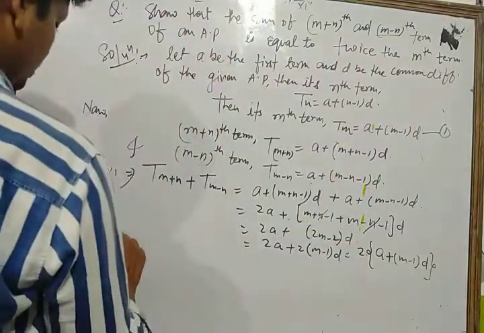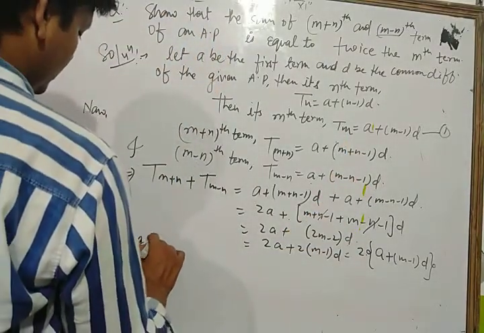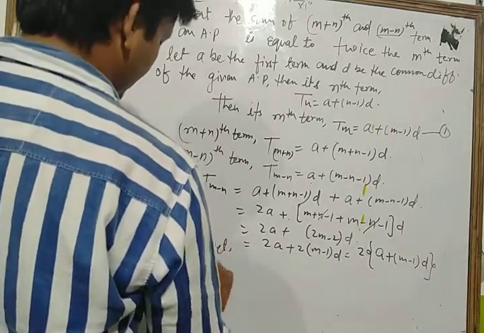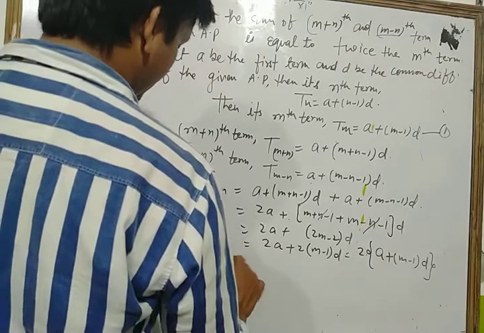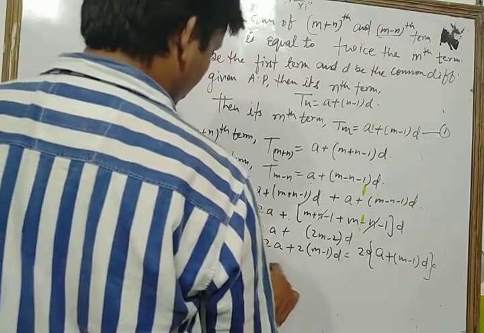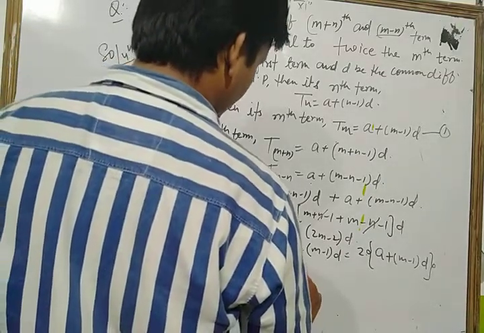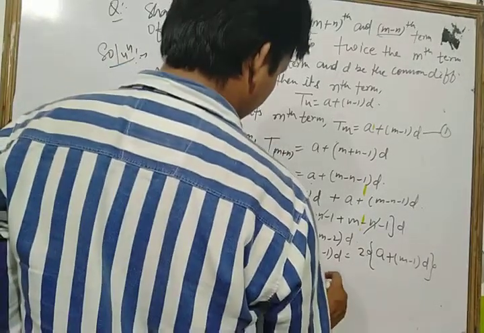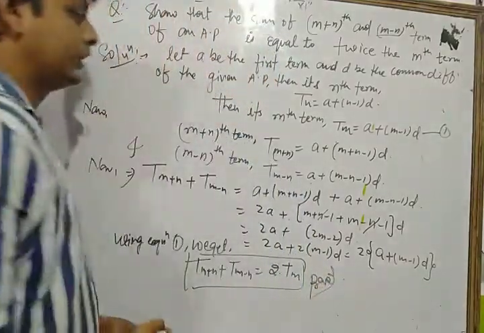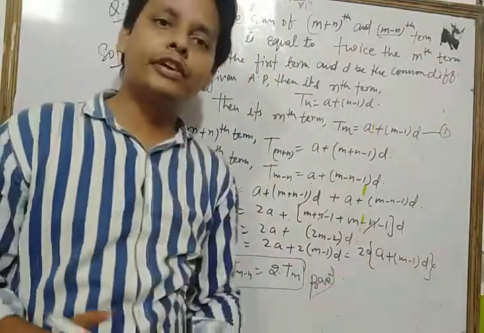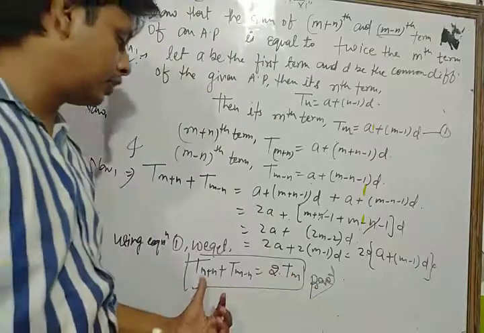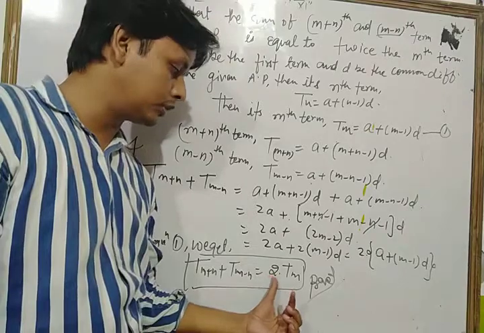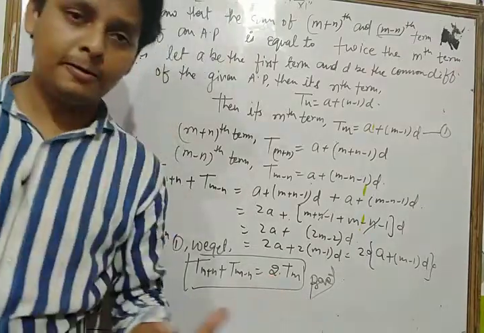Now using equation 1, we get the sum of t m plus n and t m minus n is equal to 2 times t m. So in this way, this is proved. So dear students, in this way we can say that the sum of the m plus n term and the m minus n term is equal to 2 times its mth term. Okay.